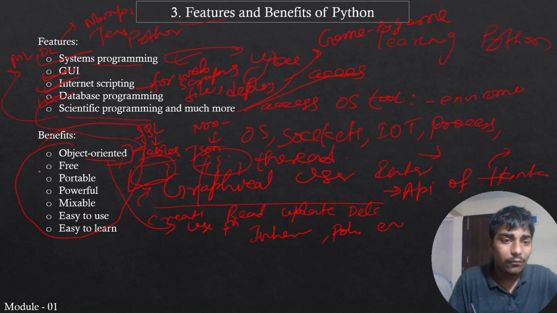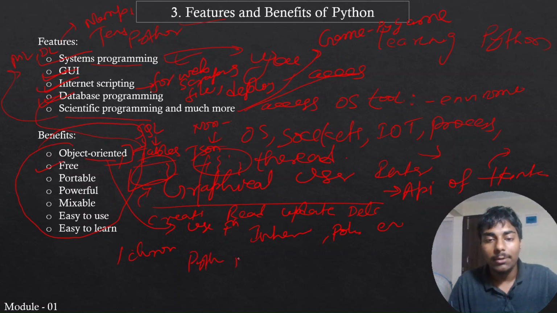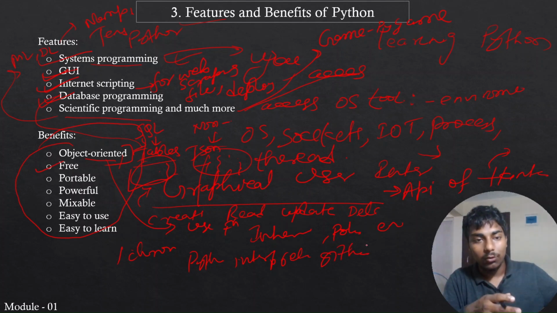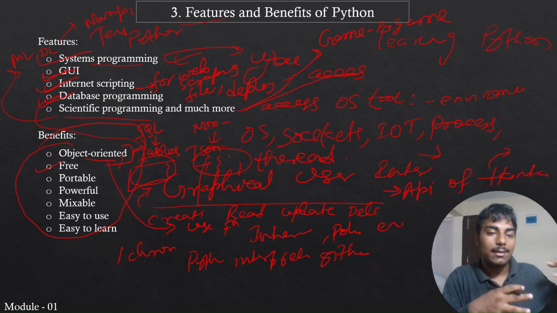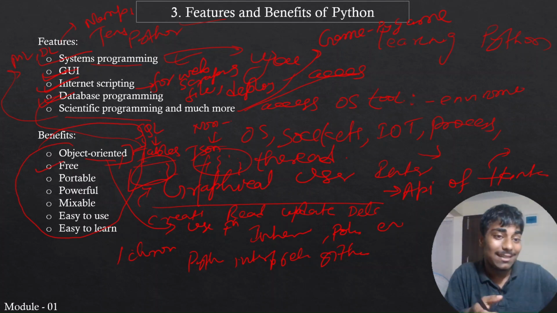Okay, now free means what? Free means it is open source. Python is open source. You can use it anywhere. You can modify its interpreter as well. You can go to any search engine, which is your favorite, maybe Chrome, and search Python interpreter GitHub. You will get the code of Python. Most of the code of the Python interpreter is made in the C language. That's why you may get the C code.